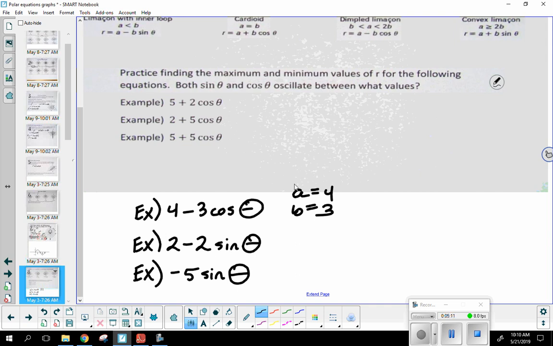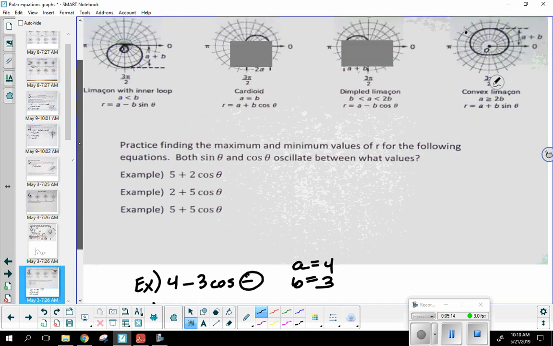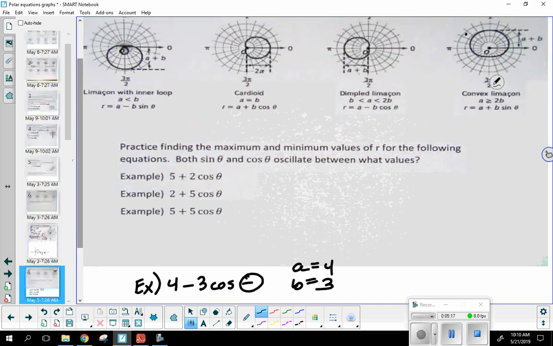Well, we have 4 different types of limaçons here. We have an inner loop, a cardioid, that's your heart-shaped graph, a dimpled limaçon, where just one part of the circle has kind of been poked in, and a convex limaçon, where one part of the circle flattens out. Okay, so let's see. Which of the 4 is it? When I compare A and B, which one am I looking at? Okay, what's that, Christian?